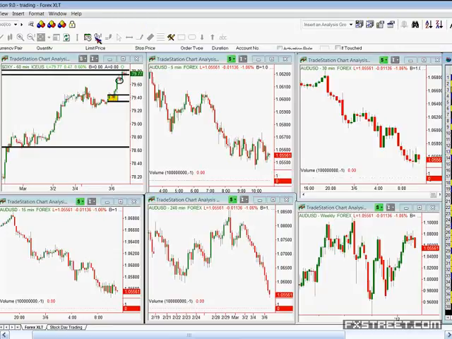So let's take a look here at the 60-minute chart of Aussie.